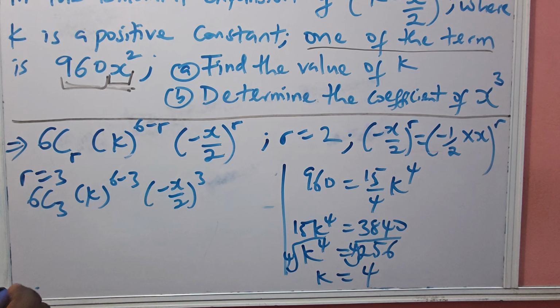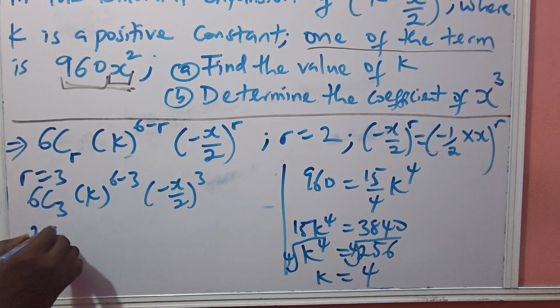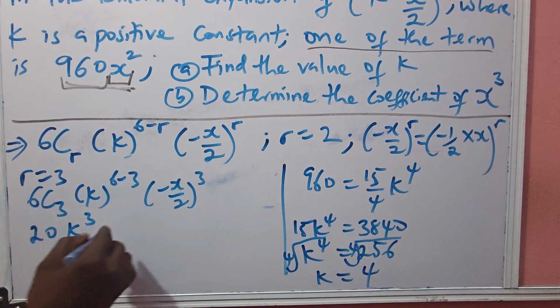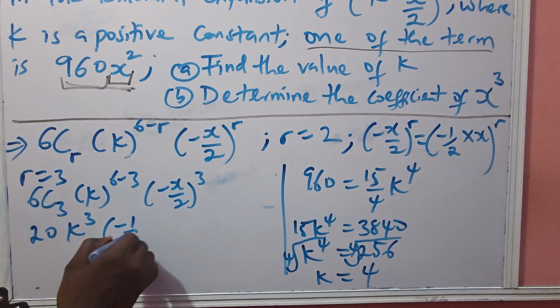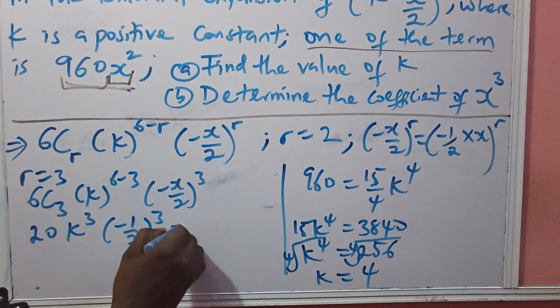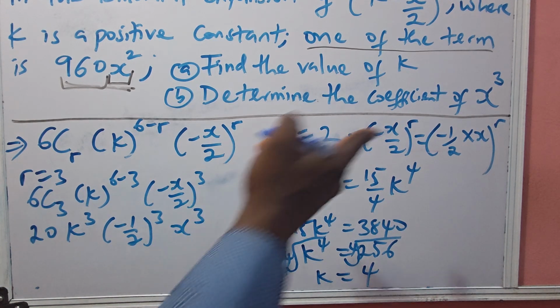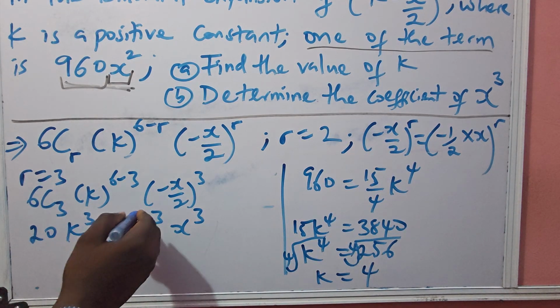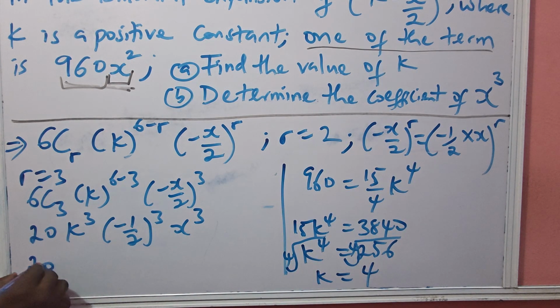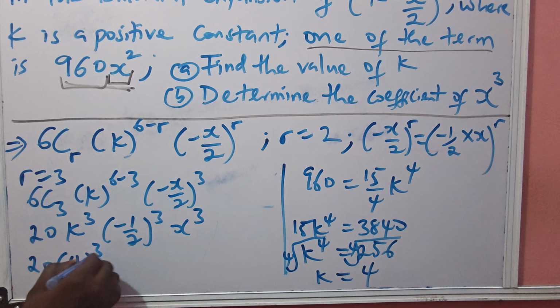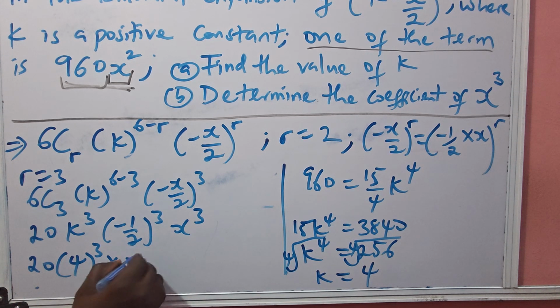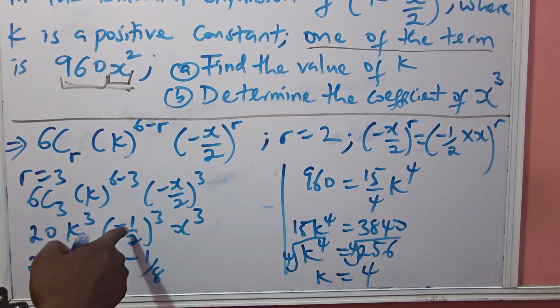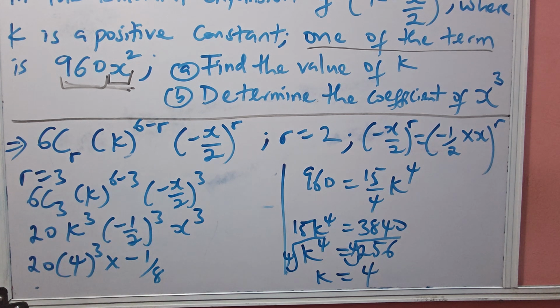6 combination 3 gives me a value of 20. k raised to the power of 3, then I'll have minus 1 over 2 raised to the power of 3, then x raised to the power of 3. As I explained earlier, you can see what we did right here. So this will obviously give me a value of 20. Don't forget my k now is 4. So I have 4 raised to the power of 3 multiplied by minus 1 over 8, because minus 1 over 2 raised to the power of 3 will be minus 1 over 8.